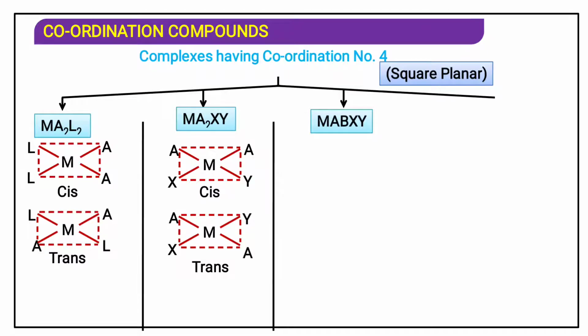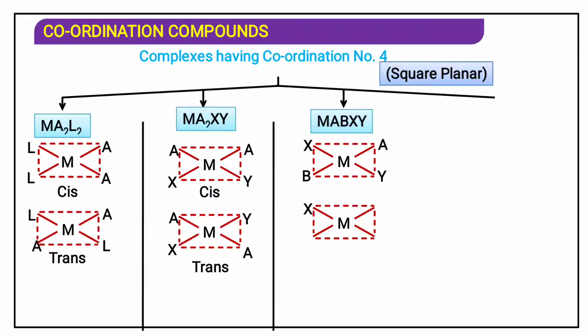Now we will see all four ligands different. Of course we cannot define, if all four ligands are different, how we can say cis and trans. Thus we can have an interchange of the position of the ligand. By changing the position of the ligand, we can get a different type of configuration. You can just see here there is X, B, X, A and Y. So what interchange has been done, try to understand. We have just changed the configuration.